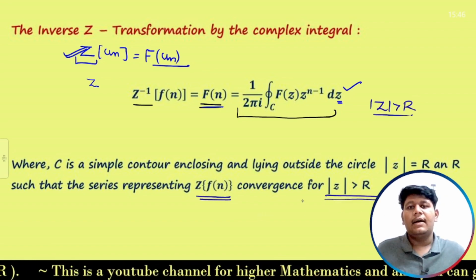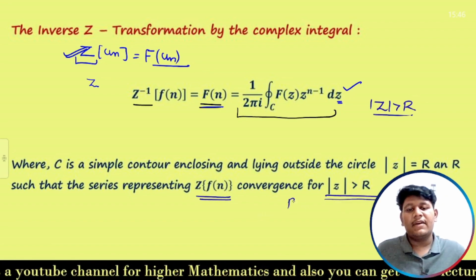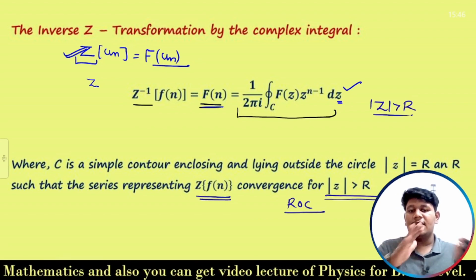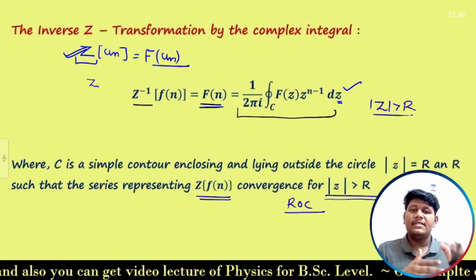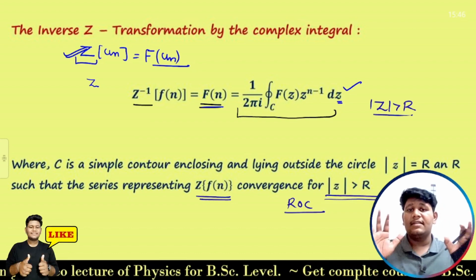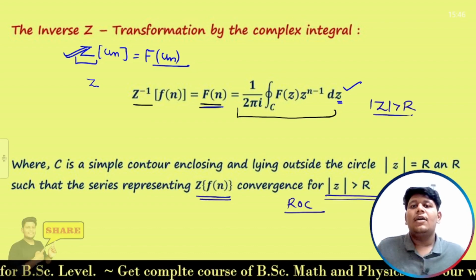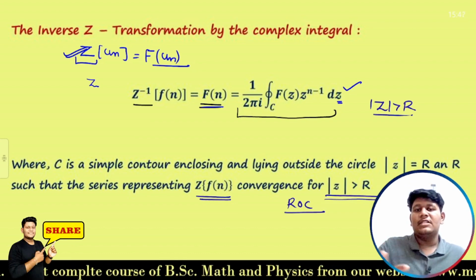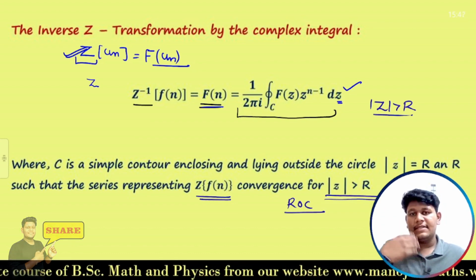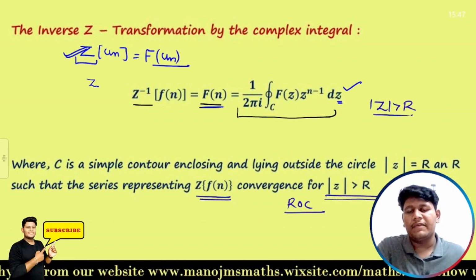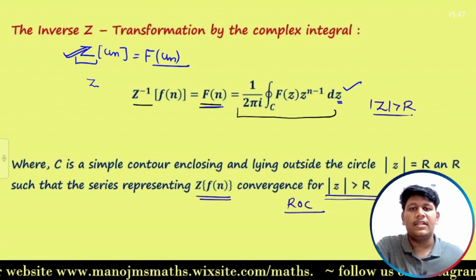So this is the radius of convergence, the ROC, and it is also the region of convergence. The radius of convergence is R, and the region of convergence is nothing but the outside of the circle. These are all the basic concepts of the Z transformation, and it is used for frequency analysis, frequency modulation, frequency transition, and all these things.